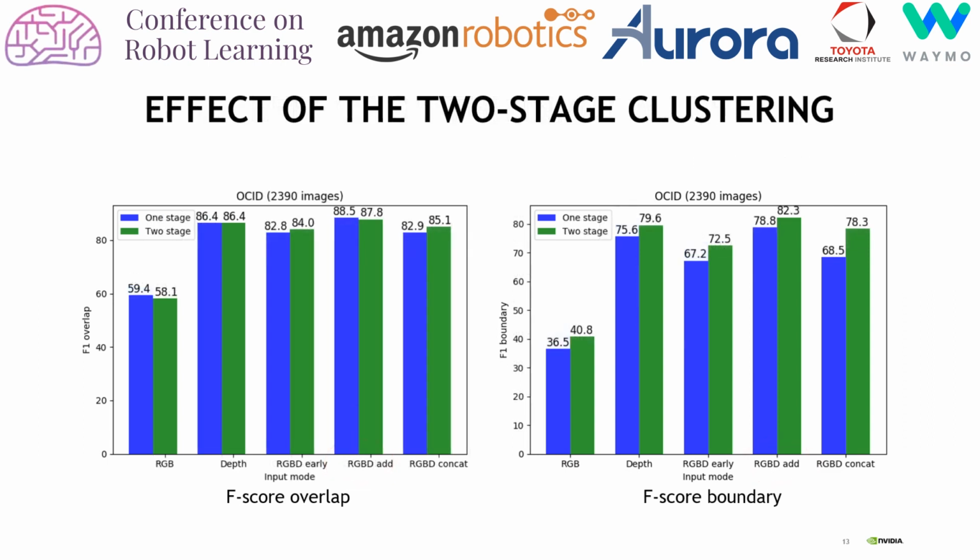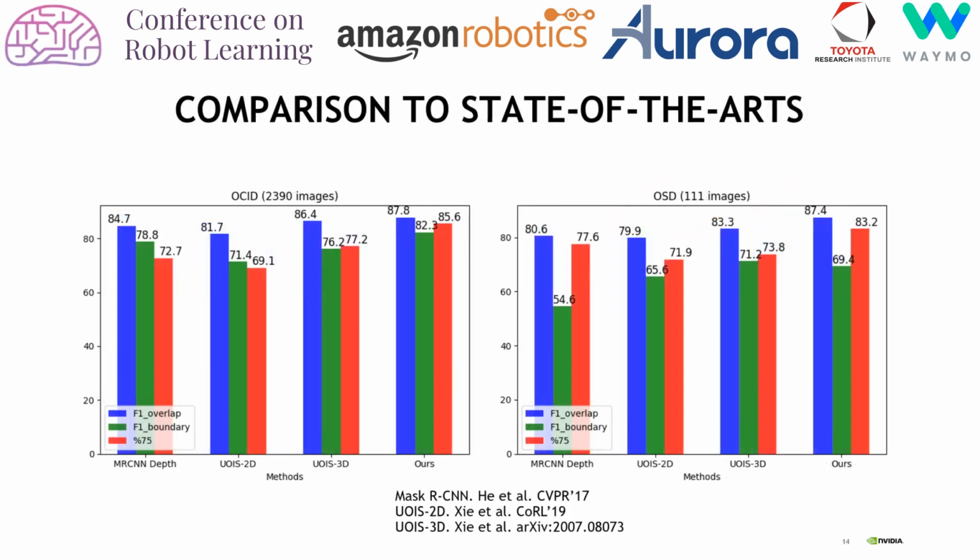We investigate the effects of our two-stage clustering algorithm. We can see that the second stage clustering is able to significantly improve the F-score boundary for all the 5 input modes. Finally, we compare our method against the state-of-the-art methods for unseen object instance segmentation. Our method achieves the best performance on these two datasets.